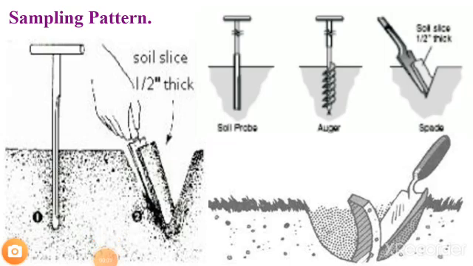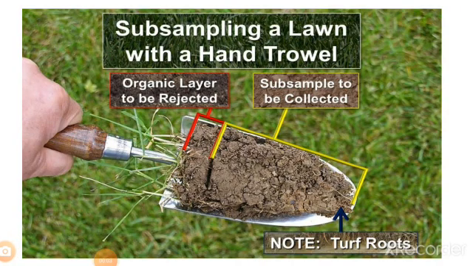Here we can see different types of tools. So here it is subsampling a lawn with a hand trowel, the organic layer to be rejected and subsample to be collected with the help of hand trowel. Next point is soil sampling tools and sampling depths.